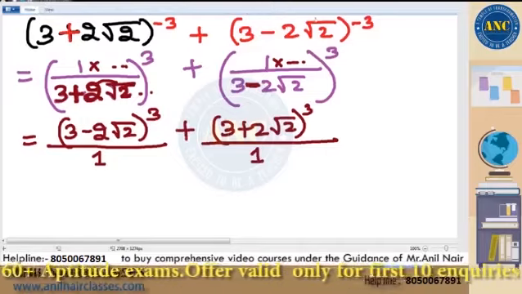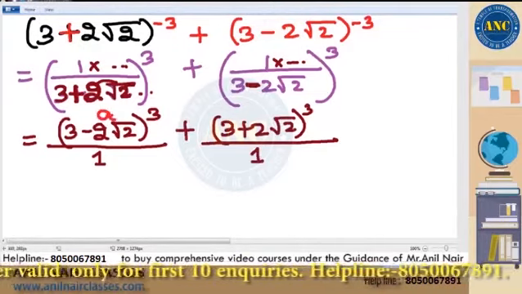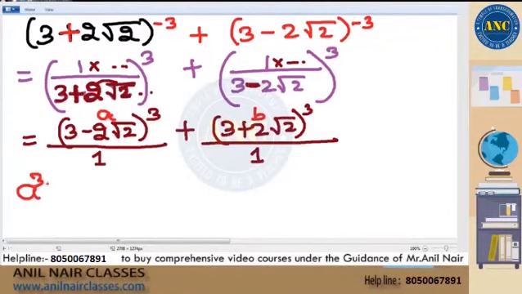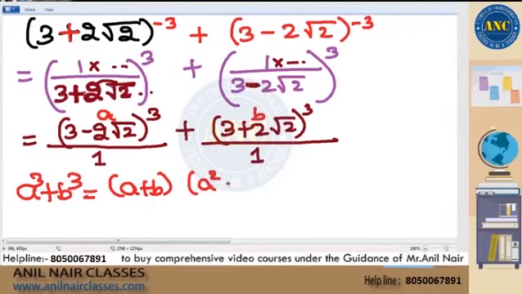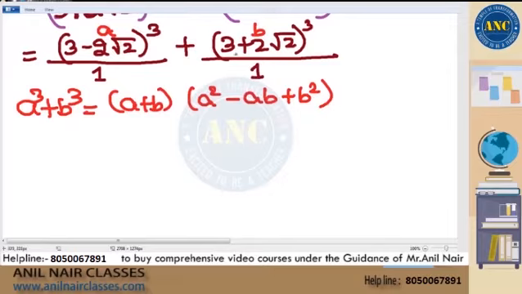Now, can I say this value is A? So it becomes A cube. This value is B. It becomes B cube. A cube plus B cube, from our algebraic identity, is A plus B into A square minus AB plus B square. A value is 3 minus 2 root 2, B value is 3 plus 2 root 2.